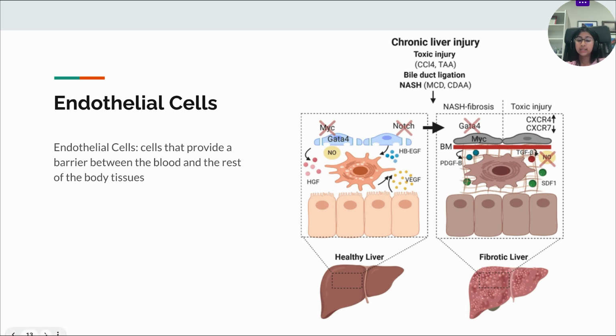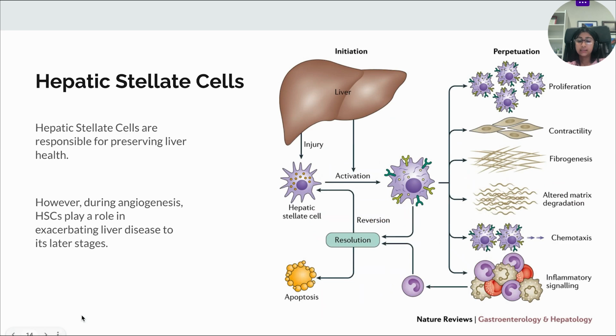Okay, moving on to our next cell type, hepatic stellate cells. As was just seen in our diagram of angiogenesis causing fibrosis, hepatic stellate cells play a big role during angiogenesis in exacerbating or worsening liver disease to its later stages. However, the normal function of a hepatic stellate cell is to preserve liver health. In this diagram here, we can see that when the liver gets injured, hepatic stellate cells are activated. And these hepatic stellate cells can do the following things here.